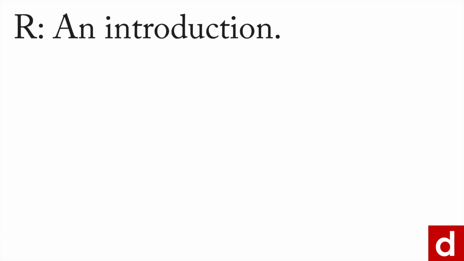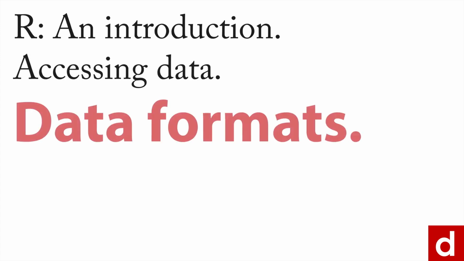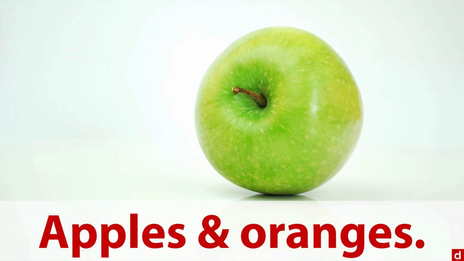The next step in R introduction is to talk about accessing data. And to get that started, we need to say a little bit about data formats. The reason for that is sometimes your data, you're talking about apples and oranges. You have fundamentally different kinds of things. Now, there are two ways in particular that this can happen.